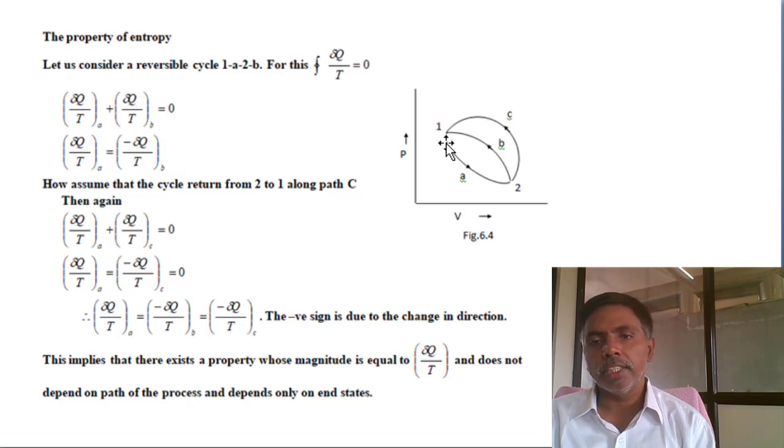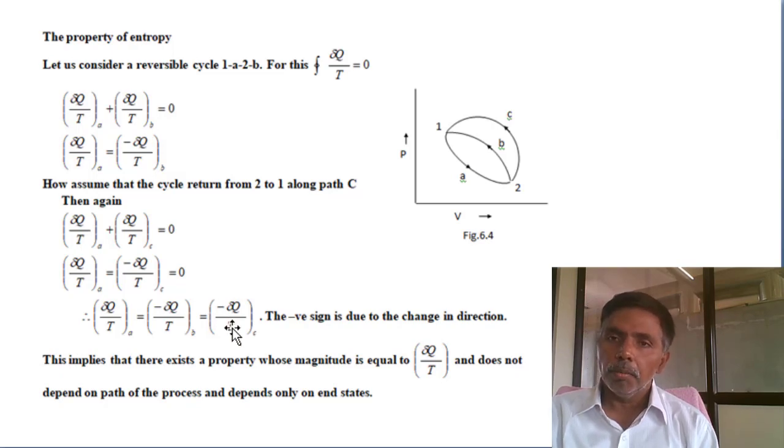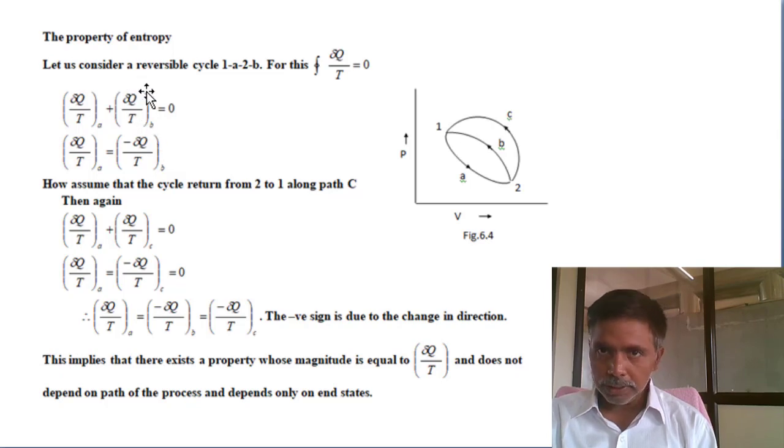Like that we selected three paths, path A, path B and path C. Initially I moved along path A and returned by path B. Next time I moved along path A and returned by path C. In any condition, the magnitude is not changing, only direction is changing. So it is independent of the path. Entropy is a point function. It is just a property. That's why in the steam table you can see specific volume, entropy and enthalpy.